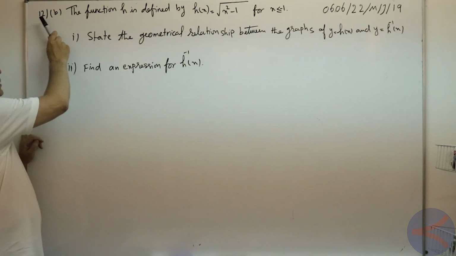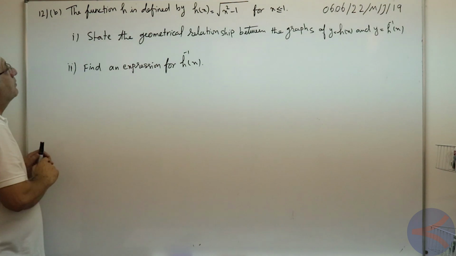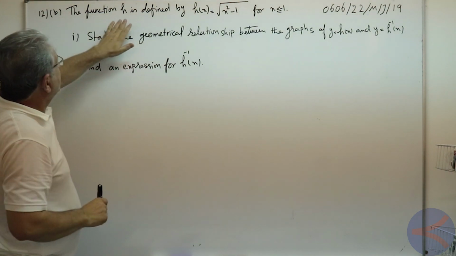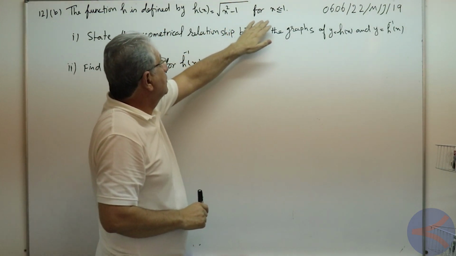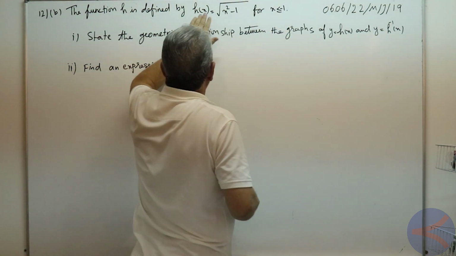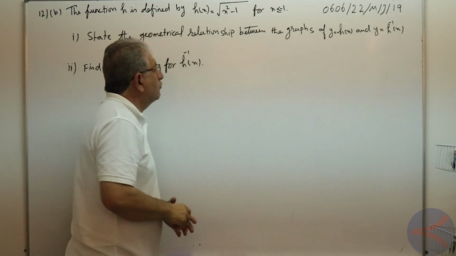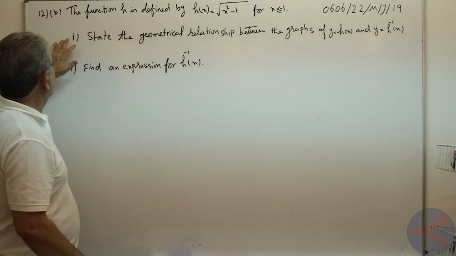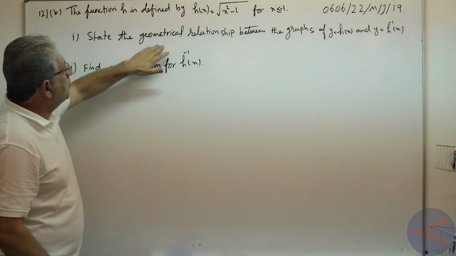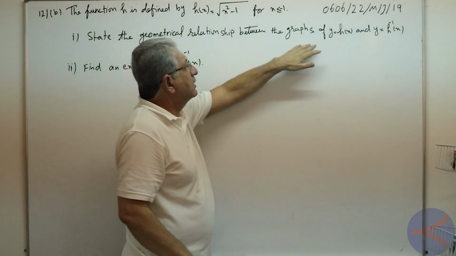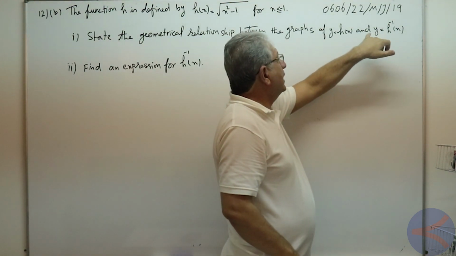This question, question 12, the part B. They have given a function h to us defined by this, and the domain has been defined this. Therefore, h of x equals the square root of x squared minus 1, x is less than negative 1. Now he's asking us to state the geometrical relationship between the graphs of h of x and h inverse of x.